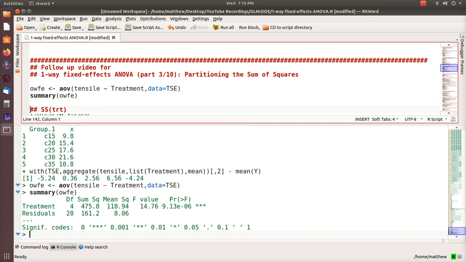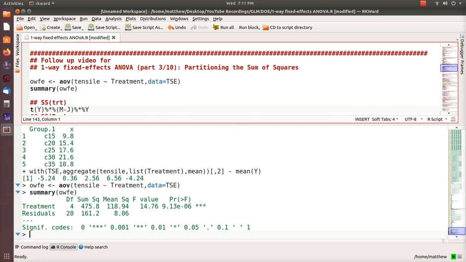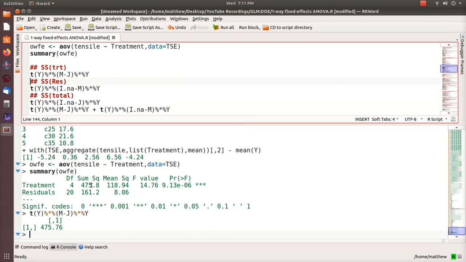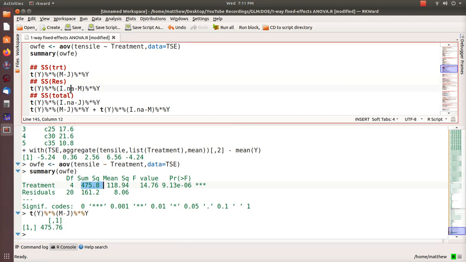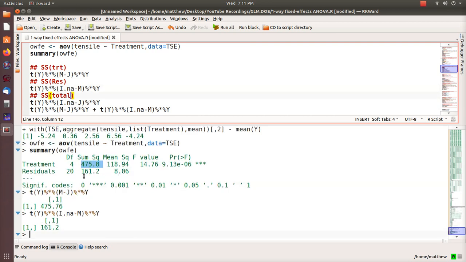And first, let's do the sum of squares treatment. Now, in quadratic form, it was y transpose (M minus J) y. Now, M is the perpendicular projection matrix on the column space of X, your design matrix. J is the perpendicular projection matrix on the column space of 1s. And this creates the sum of squares treatment. They're the same. Now the residual is y transpose (I minus M) y, where I is the identity matrix. We run that and we get 162.